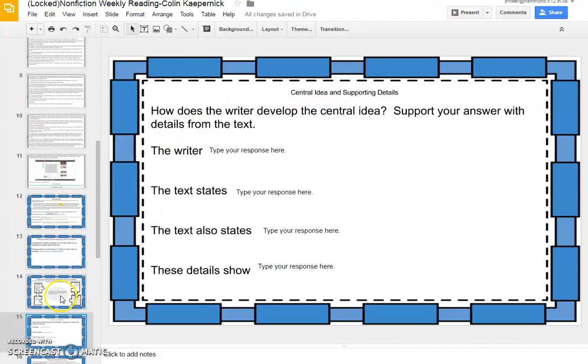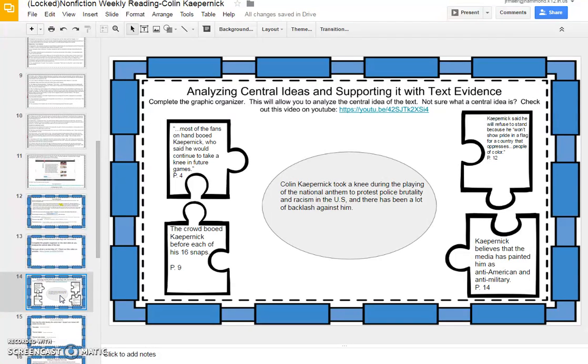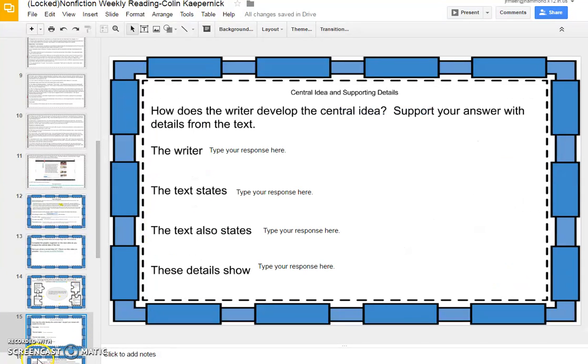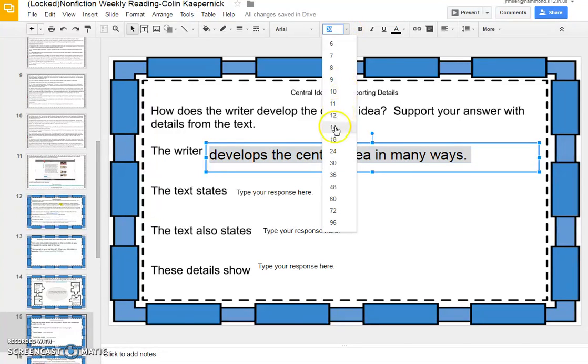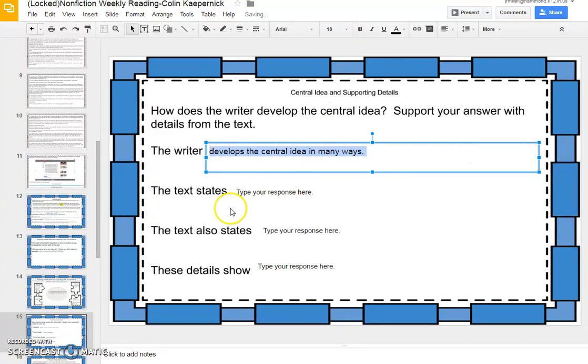So again, how does the writer develop the central idea? I'm going to be referring to the graphic organizer that we completed so that I can see what the central idea is, and I know that the author used these details to develop the central idea. So let's start with our first sentence. The writer develops the central idea. I'm going to put a very general response: in many ways. By putting a general answer like this, it will be very easy for me to find text evidence that goes along with the central idea, and that will help me with these two sentences here.